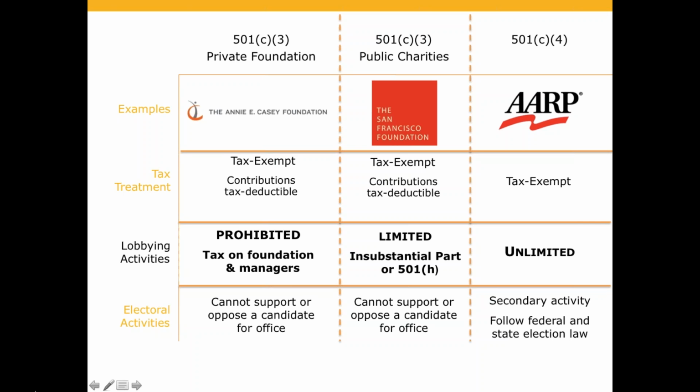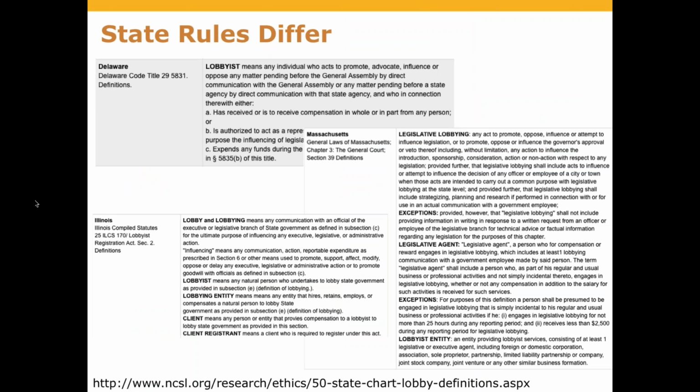Quick note on state activities, which I alluded to earlier. State rules differ very much. Here I've got Delaware, Massachusetts, Illinois. That website on the bottom links to the National Conference of State Legislatures web page. As you can imagine, they offer a lot of information in terms of what lobbying you can or can't do in your state. Your state legislature's website will also have all of this information.